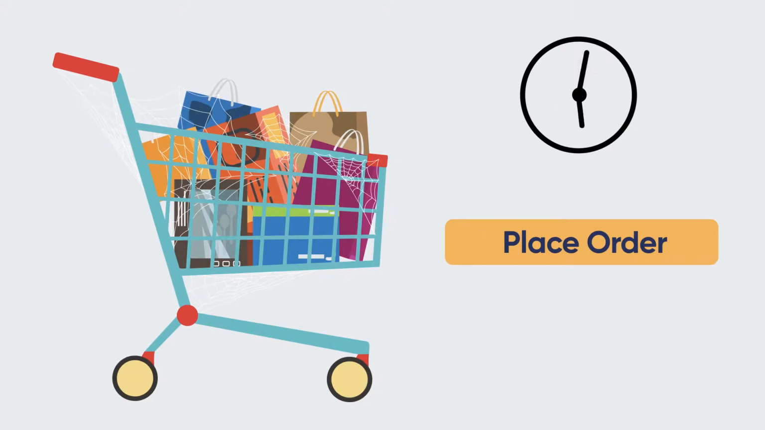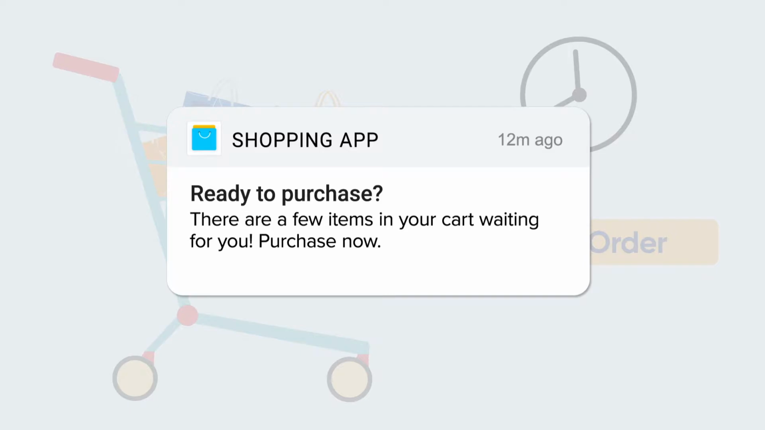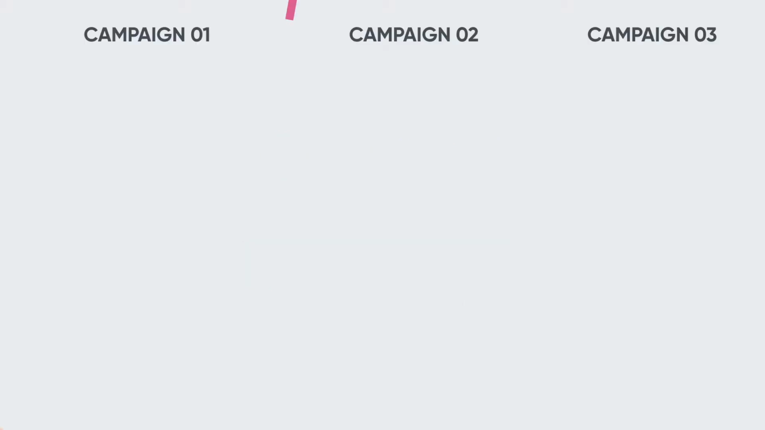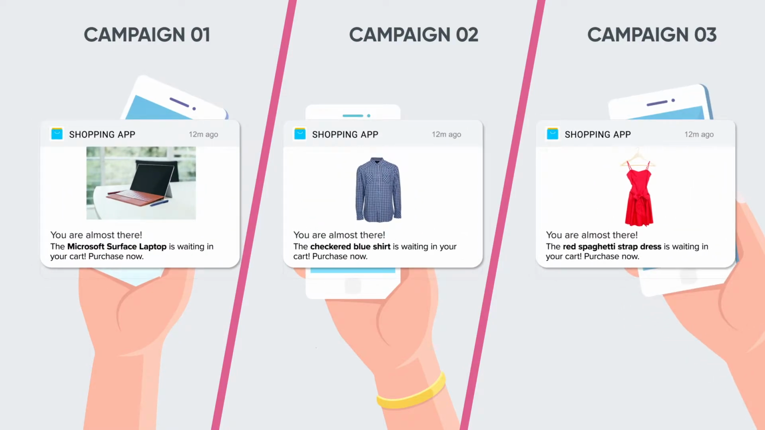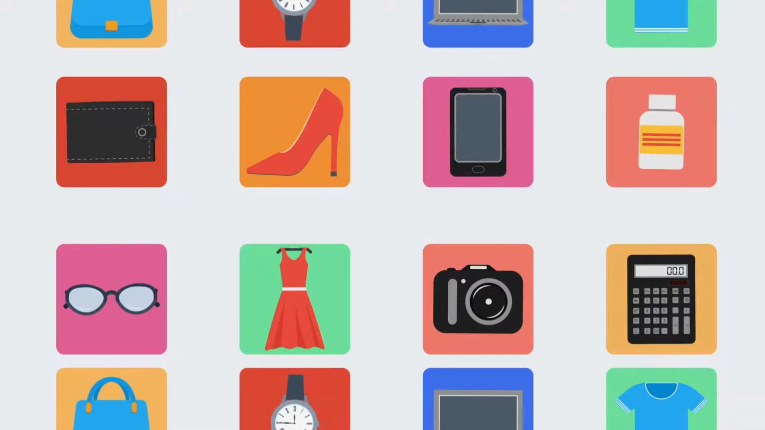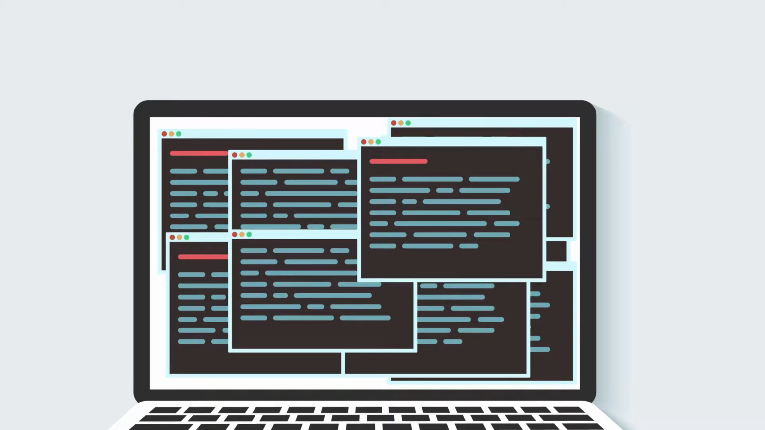When an item is added to cart and not purchased within a certain time period, an email or push notification is sent. Constant property campaigns provide more personalized content for each user with a more relevant message. To send messages with specific items for each user, an individual campaign would need to be created for each item in the product catalog. But when you have thousands or hundreds of thousands of products, this is at best tediously manual, and at worst, not possible.